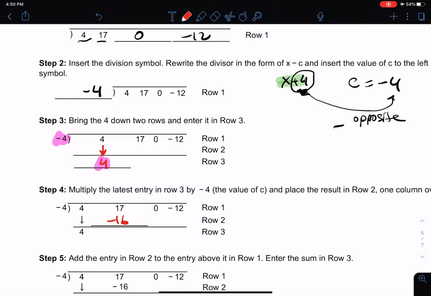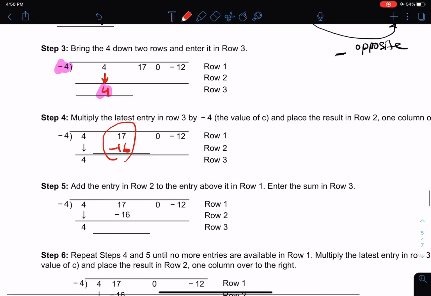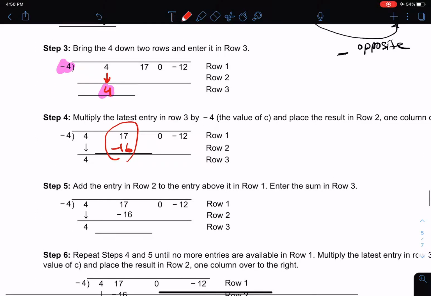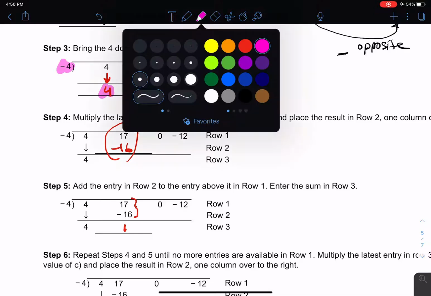And then the next step, all you have to do is just add those two numbers in the column. 17 and negative 16 is just 1. And then you just do the same thing over and over again. And see, look, this is very simple and it goes really fast.